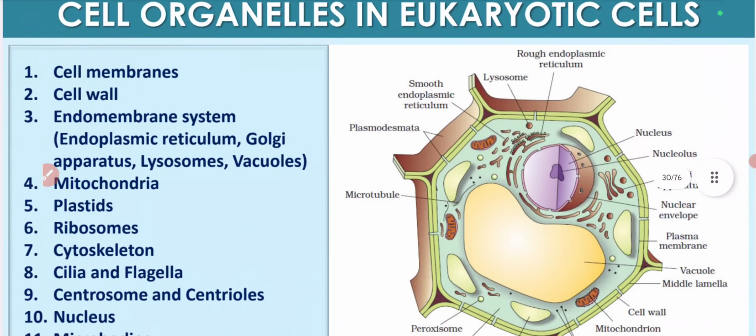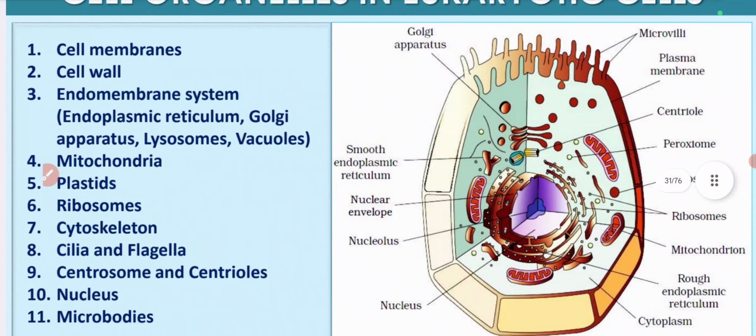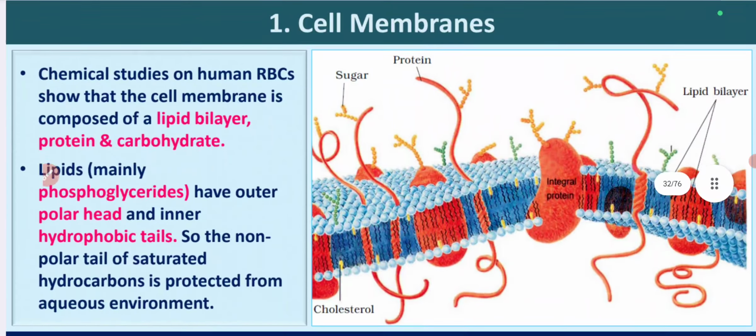As you can see, this is the plant cell and this is the animal cell. You are familiar with this type of cell structure from previous or lower classes. First of all, the cell membrane. Chemical studies on human RBC show that the cell membrane is composed of lipid bilayer, proteins and carbohydrates. As you can see in this diagram, it is the same diagram that is in your NCERT: lipid bilayer, proteins, and sugars or carbohydrates.